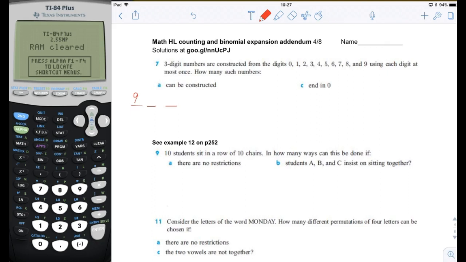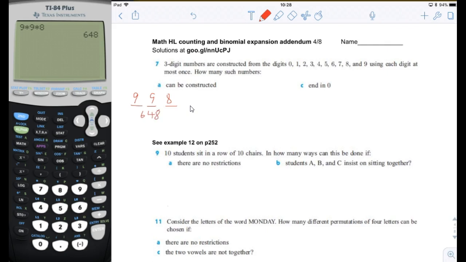In the second slot, you have the 8 remaining from the 9 that you selected in the first slot, plus you have 0 as a possibility too. So that would be 8 plus 1, so that would be 9 for the second slot. And then in the third slot, you would have 1 less, which would be 8. So actually what you're going to do here is 9 times 9 times 8. Let's do that. 9 times 9 times 8. So the number of possibilities for part A would be 648.